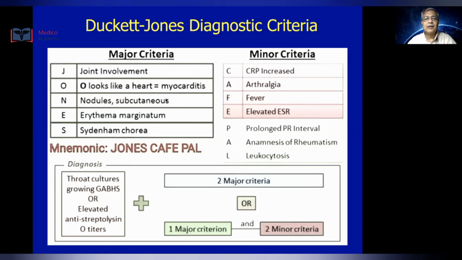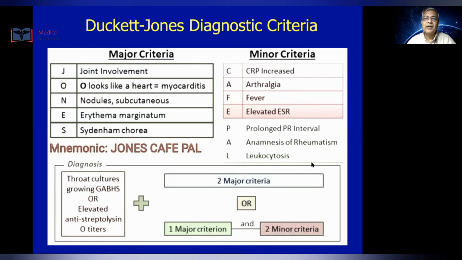While the minor criteria are represented by the mnemonic Caffey-Paul, so C represents an increase in CRP, A is arthralgia, F is fever, E is elevated ESR, P is prolonged PR interval, A is anamnesis of rheumatism, that is the features of rheumatism, and L is leukocytosis.